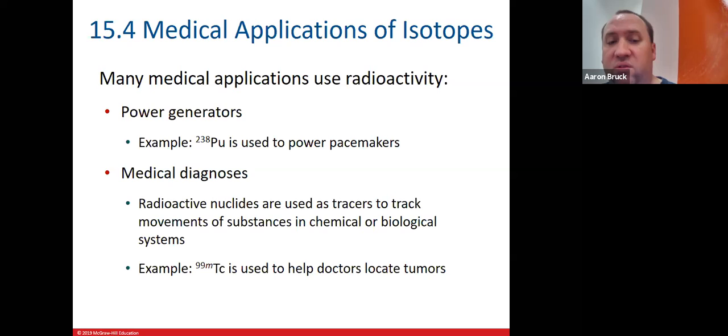We can use it for medical diagnosis. So by having patients ingest small amounts of radioactive nuclides, we can track the movement of those nuclides into different parts of the body, use that to determine how body systems are functioning, whether or not they're functioning properly. For example, technetium-99, which is a metastable nucleus, we can find through gamma radiation. And doctors use that gamma radiation that it emits to help locate tumors inside of the body.